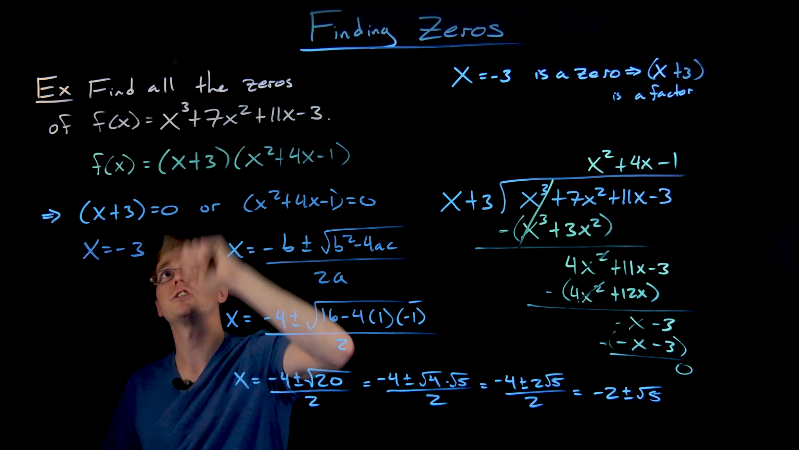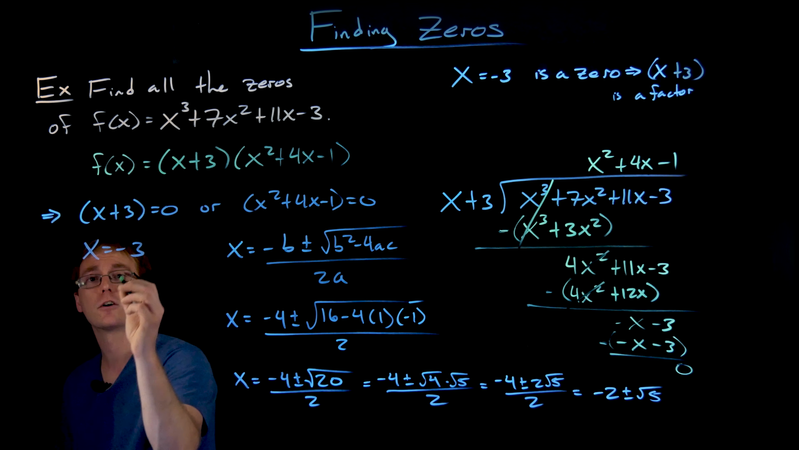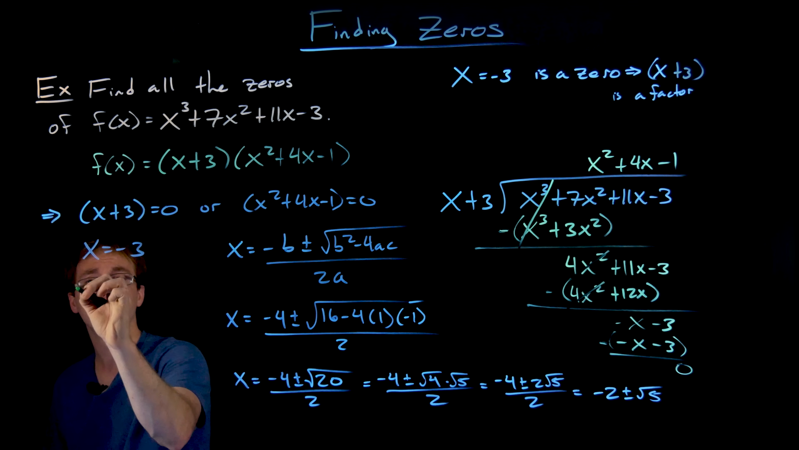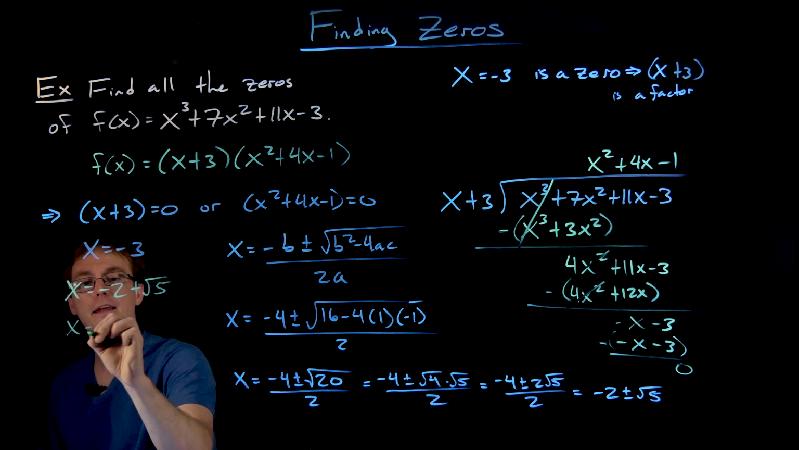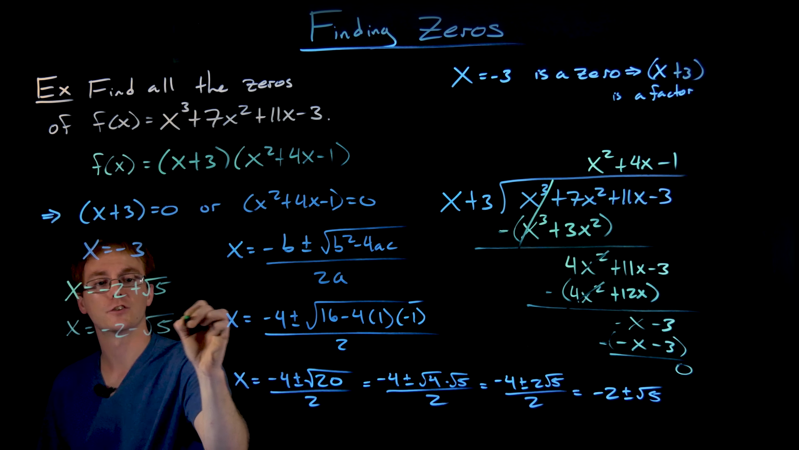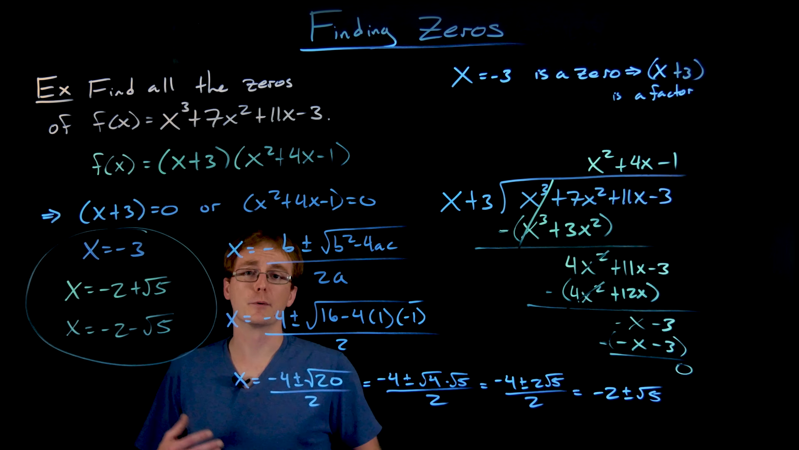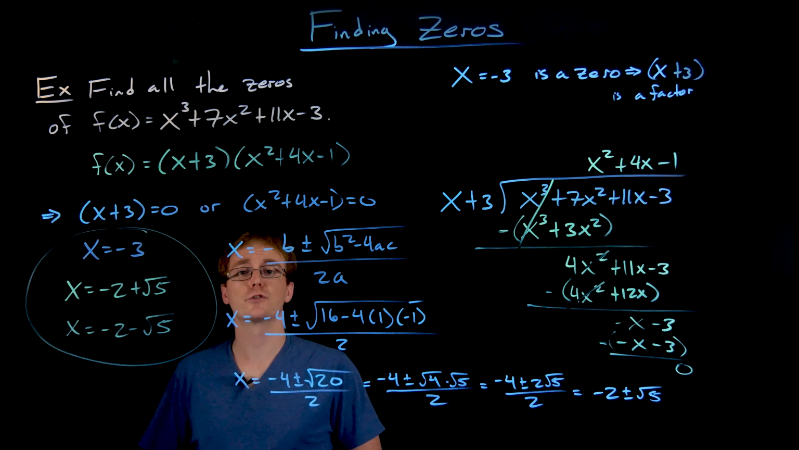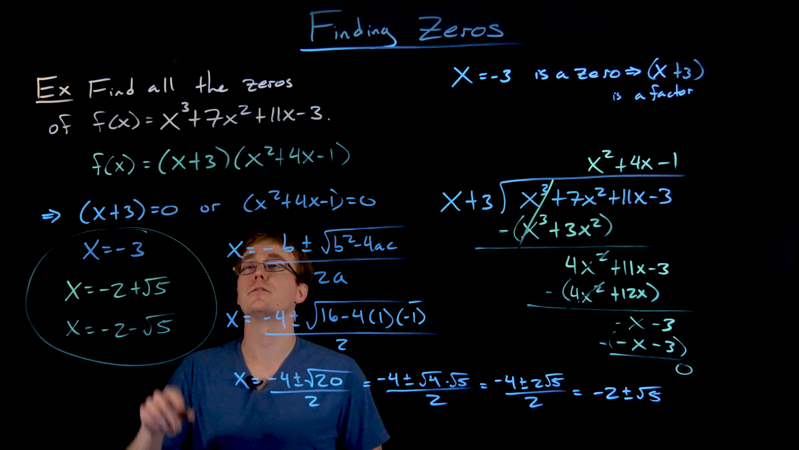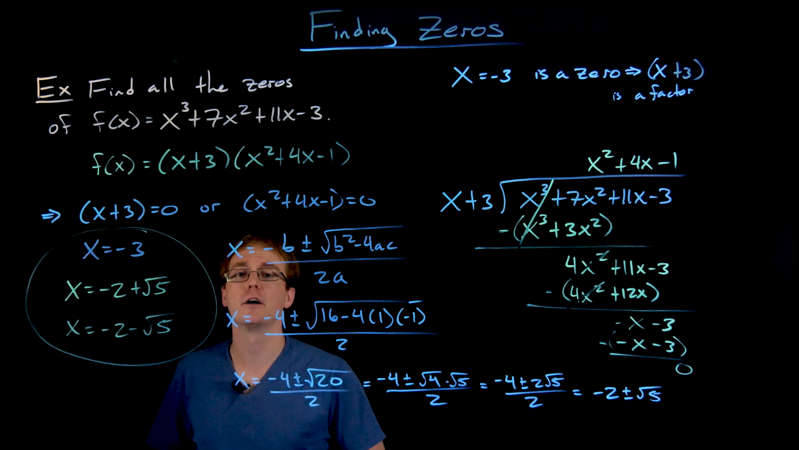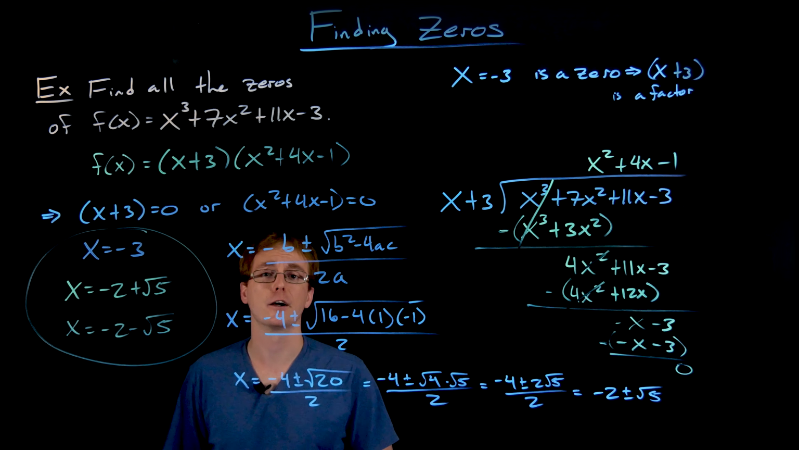So the original question was find all the zeros of this polynomial function that we're calling f of x. And our zeros are x equals negative 3, x equals negative 2 plus the square root of 5, and x equals negative 2 minus the square root of 5. So it took a bit of work, but we were able to successfully find all the zeros for our cubic polynomial. And there's going to be 3 zeros for a cubic polynomial. The number of zeros is always going to match up with the degree of your polynomial if you include repetitions for zeros of higher multiplicity than 1.